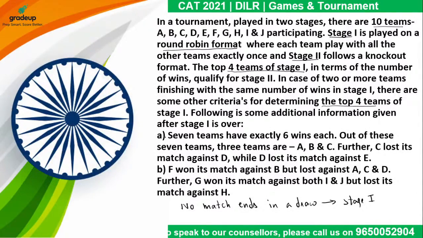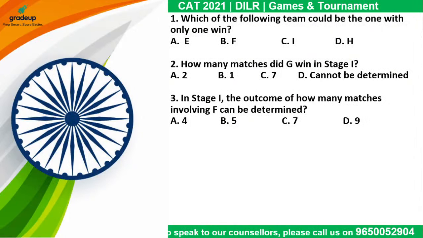Okay, then we have this information after stage 1 is over, that means when this round robin format is over. It says 7 teams have exactly 6 wins each. Out of these 7 teams, 3 teams are A, B and C. So that means there are 4 more teams with 7 wins. Then this is the further information given, which is very clear. I don't need to explain that. Now based on this information, these are the questions, guys. Try these questions.